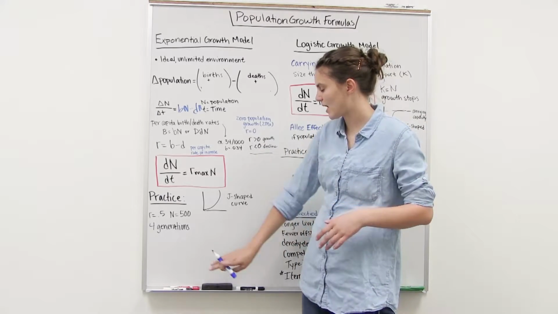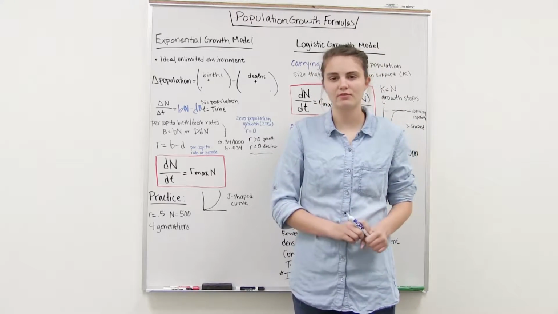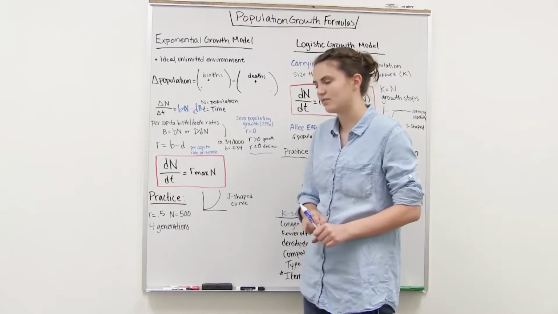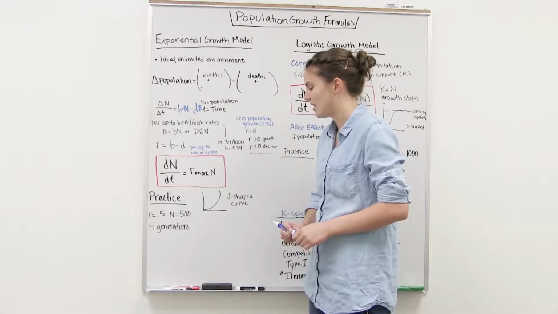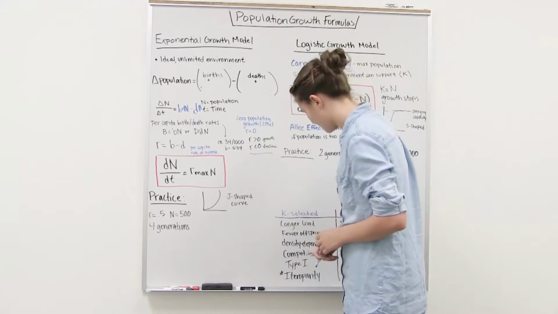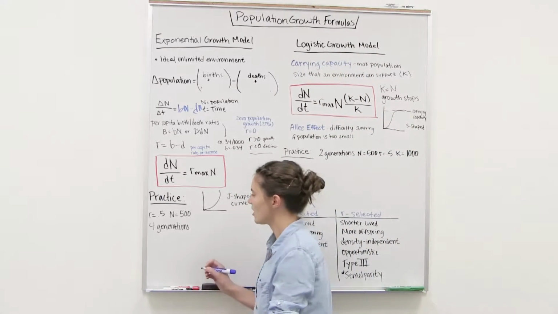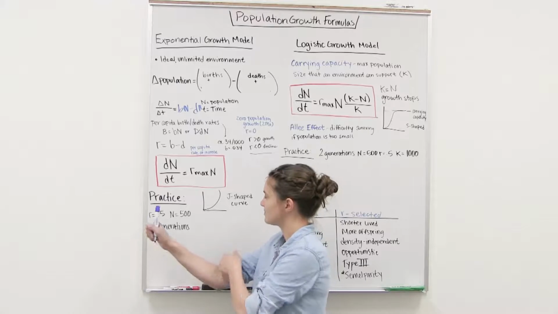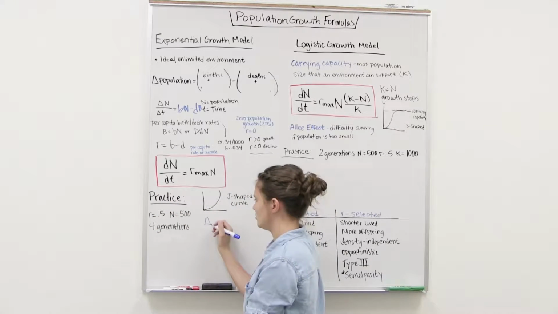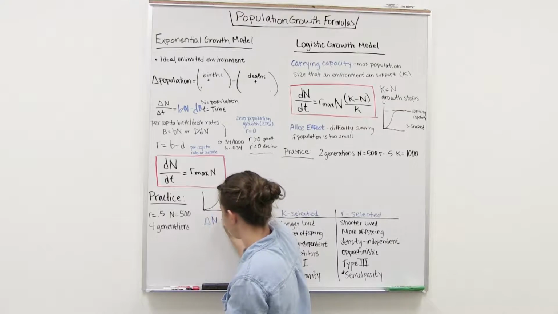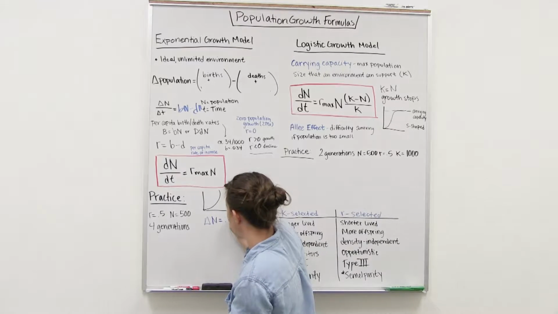So let's do a practice problem. We're going to find the population after 4 generations, if there's a 0.5 rate of increase, and that's per generation, and we have a starting population of 500. So if we start off, we're going to find our first change. So I'm just going to change it and just do the change in the population growth, which is going to equal 0.5 times 500.